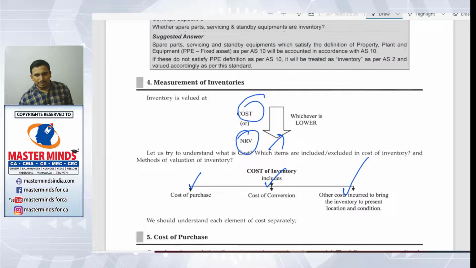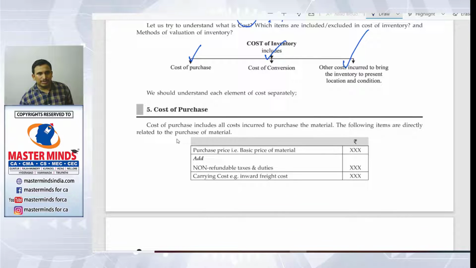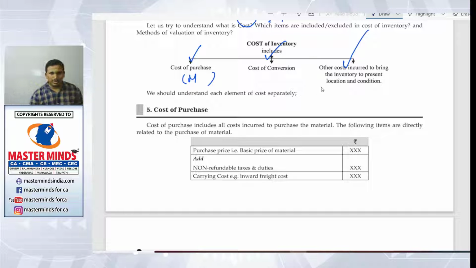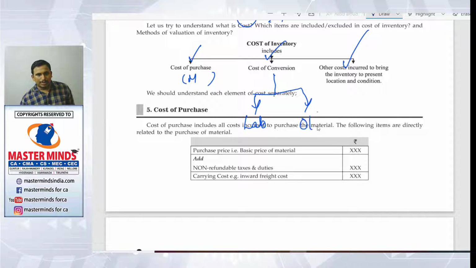For your convenience, I would like to write it in detail. Purchase cost is simply material price. I would like to call it material. And when it comes to conversion, I would like to divide it into labor and overheads. I'll once again subdivide overheads into, as you already know, two types: fixed overheads and variable overheads. And these are the other costs.